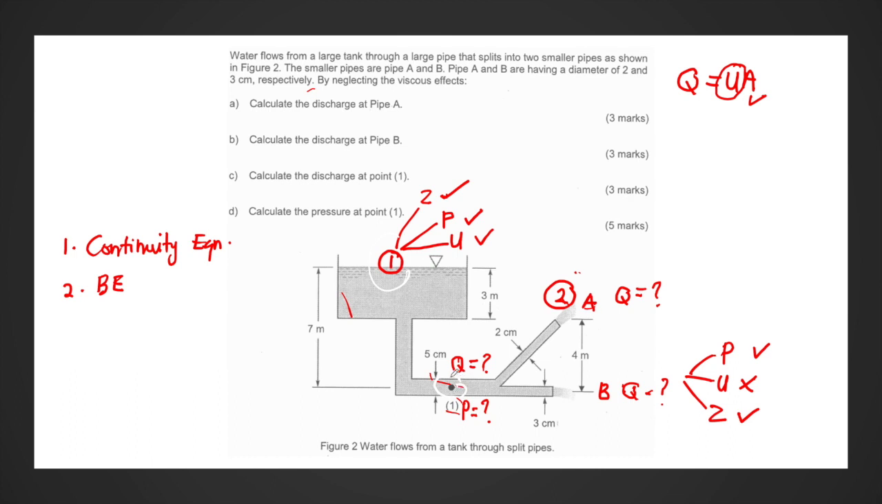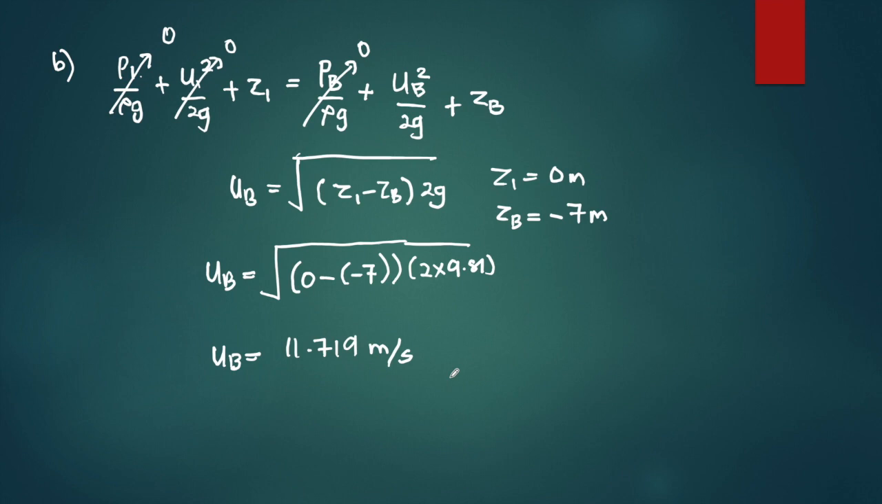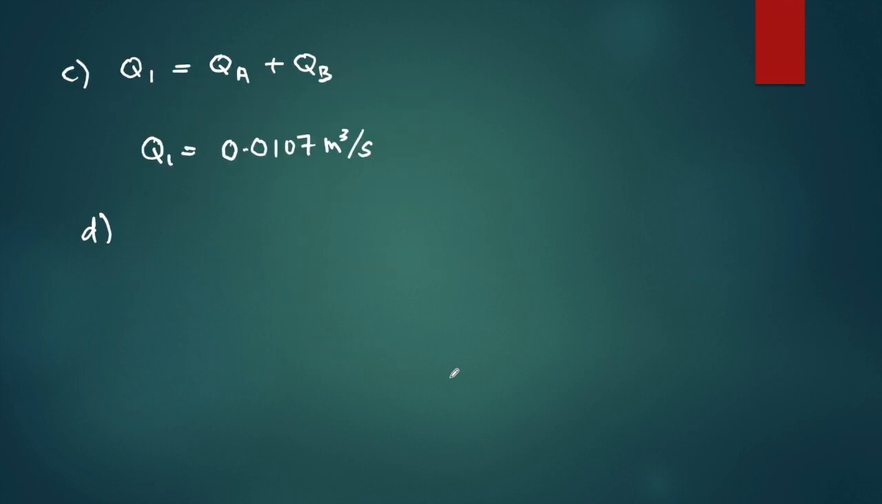Now, my point 1 is at the surface of the water tank. Then I apply Bernoulli's principle. So U1 square over 2g. Why do I choose point number 1 at the surface of the tank? Because there are so many terms that can be 0. Then I will reduce the complexity of solving that question.